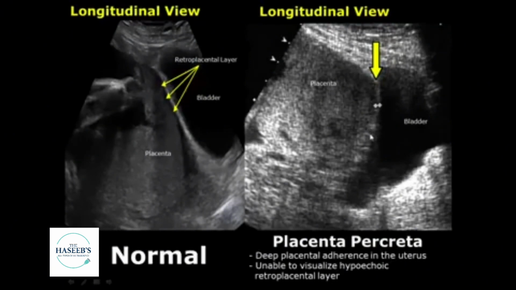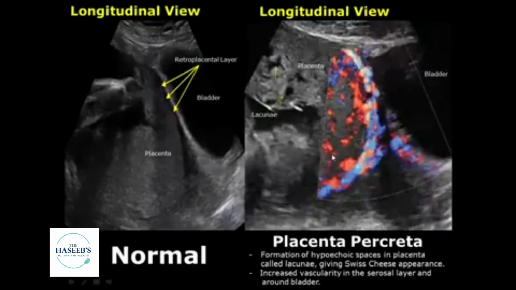The first two forms are hard to visualize on ultrasound, but the most severe form has some features such as non-visualization of retroplacental layer, which is hypoechoic. Here we cannot visualize that layer. We can notice this feature around the bladder. Over here you can see the hypoechoic layer, but here it is absent.